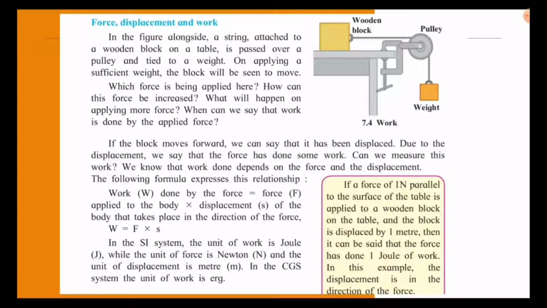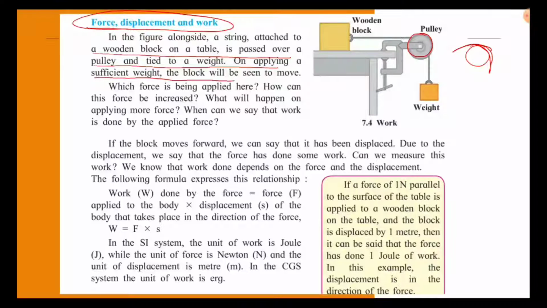Okay, next is force, displacement and work. These three things are very important. In the figure alongside, a string attached to a wooden block on a table is passed over a pulley and tied to a weight. You can see that this is called a pulley. If you pull it down from here, a wire is fitted here because of which it moves up and down easily. You must have seen it in a well, where it is fitted so that you can draw water out of the well.